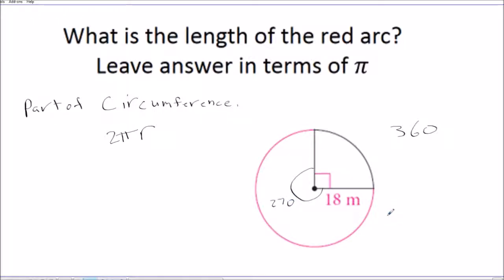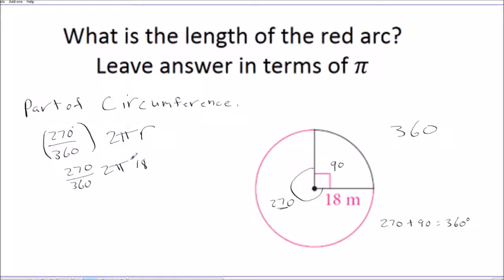Now folks, if that went too fast, to verify it, try this. 270 plus, the little box says that's the right angle, that's 90. 270 plus 90 does in fact make 360 degrees, so that's how we can feel comfortable with that being 270. So when I say part of the circumference, I mean 270 degrees out of 360 degrees. And so to rewrite that, 270 out of 360 times 2 times pi times the radius, which is given right here, which is 18.